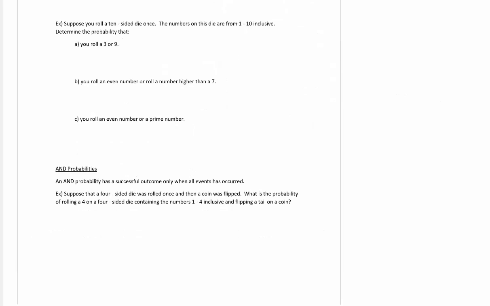Okay, let's take a look at the next example. So suppose you roll a 10-sided die once. The numbers on the die are 1 through 10 inclusive. Determine the following probabilities. So remember the sample space, I'll write, that's going to be 1 through 10. What's the probability you're going to roll a 3 or a 9?